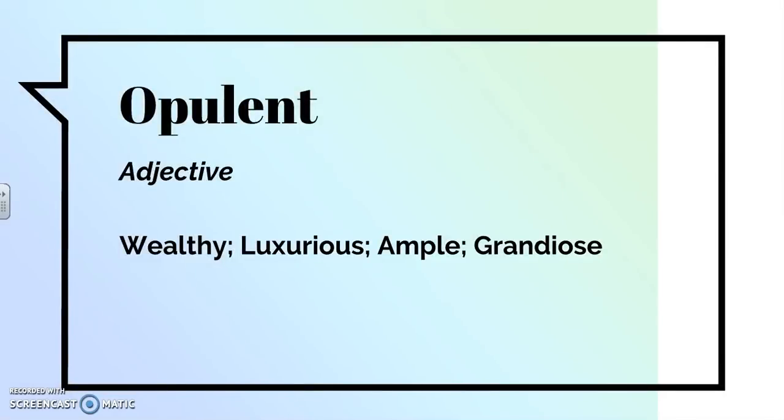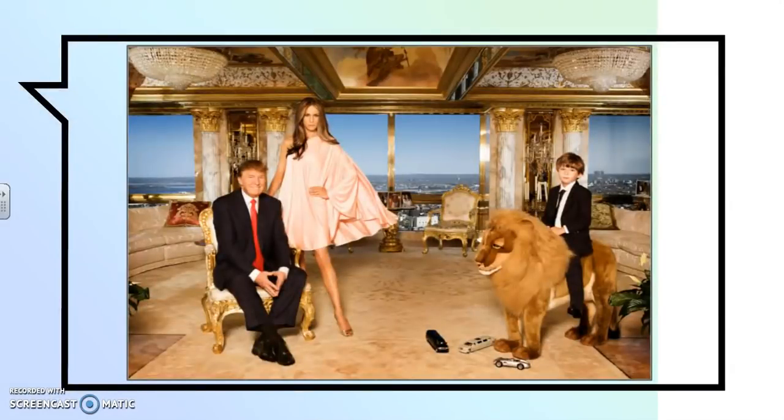The next word is opulent. It is an adjective, and it means wealthy, luxurious, ample, grandiose. Donald Trump and his family, before the White House and probably currently, was living a very opulent lifestyle.